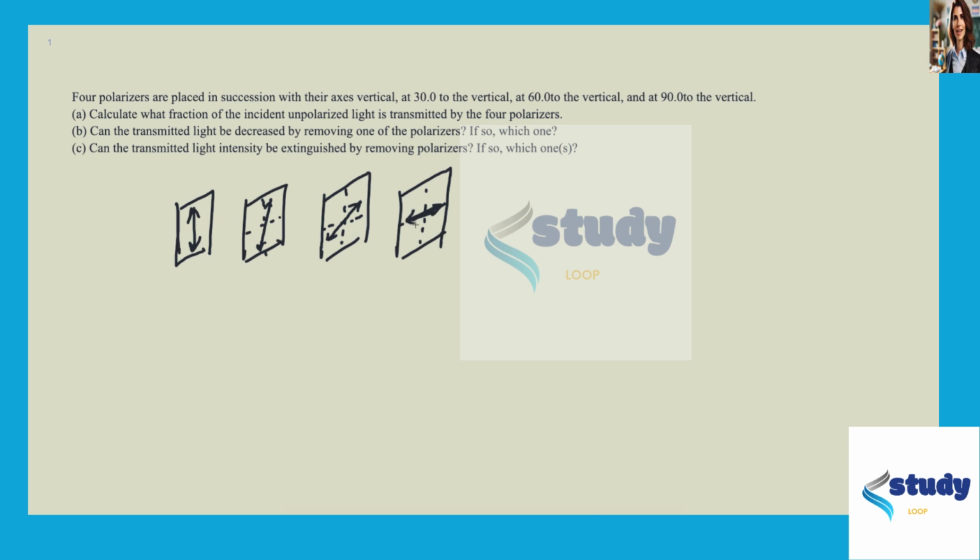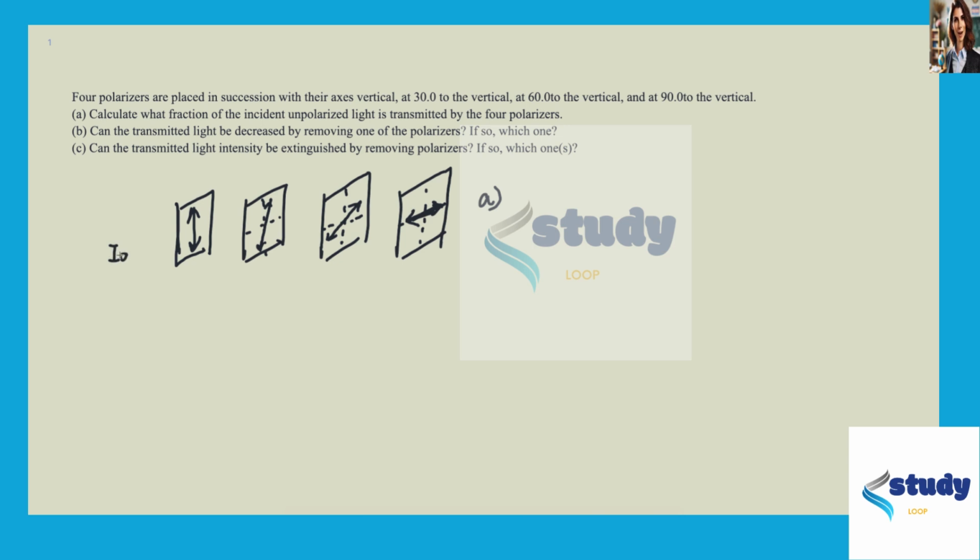So they rotate in a clockwise direction. Or it could be counterclockwise, but the one I'm drawing is clockwise. So eventually they rotate from vertical to horizontal. The first question asks us to calculate what fraction of the incident unpolarized light is transmitted by the 4 polarizers. Again, I'm calling this I naught.